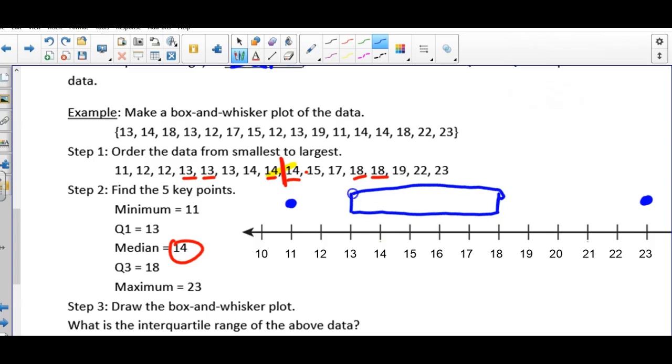Your first quartile and your third quartile make your box. Not a good box. And then just find your median of 14. There's your 14. So connect everything, guys. Your box and your points outside, and that's your box and whisker.